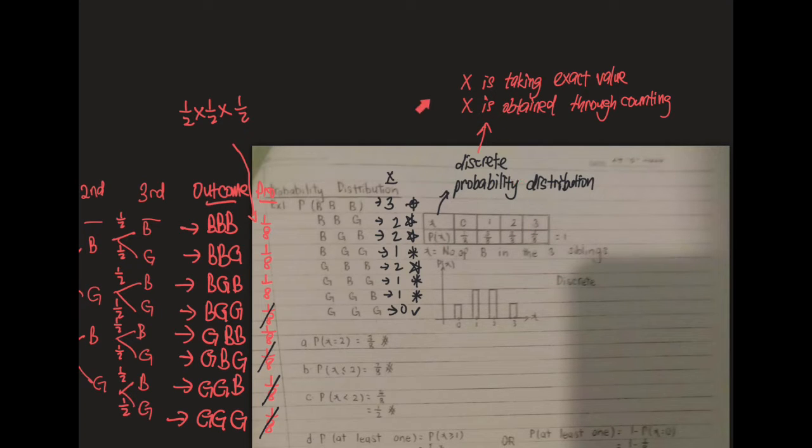X is obtained through counting. If you want to count, of course we have to count, right? Okay, how many boys? 1, 2, 3, we have to count like that, so it's through counting. So we call it discrete. Of course there is another one which is called continuous. They are like opposite to each other.